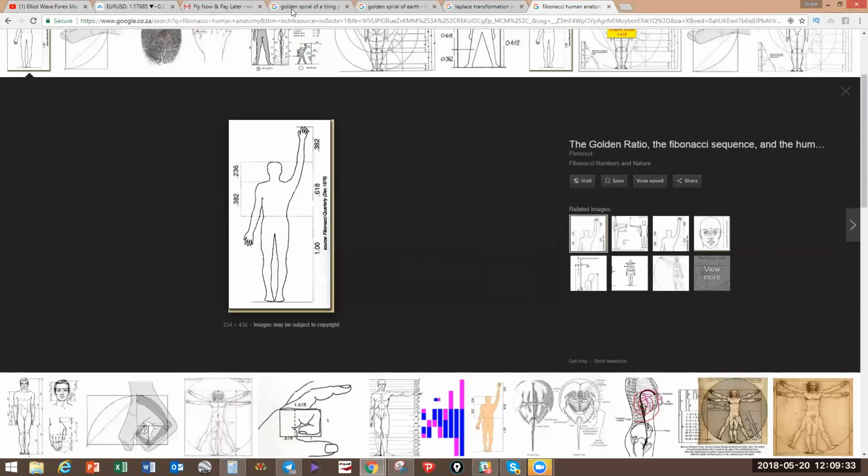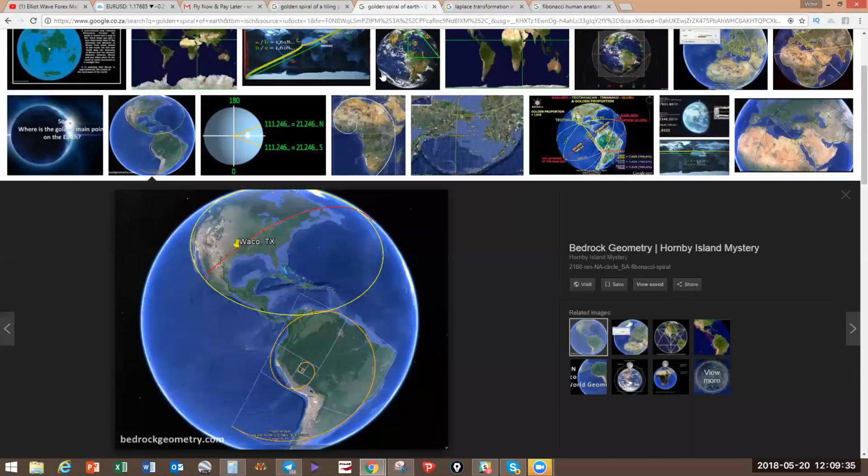I want to look at this golden spiral of the Earth itself. This is the Americas, North and South America. If you look at this, look how accurately it fits into the golden spiral. I think you guys should know the golden spiral if you have studied Fibonacci. This fits snugly into the golden spiral. And I showed about a week ago as well that this golden spiral applies to the human anatomy as well. That is so accurate.